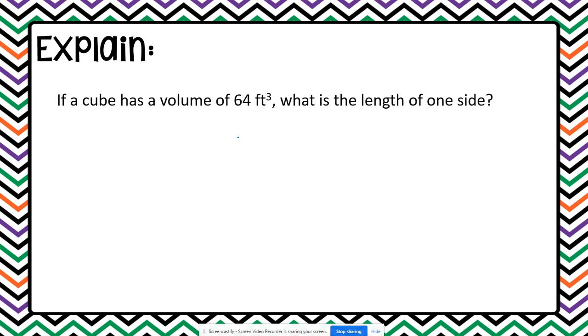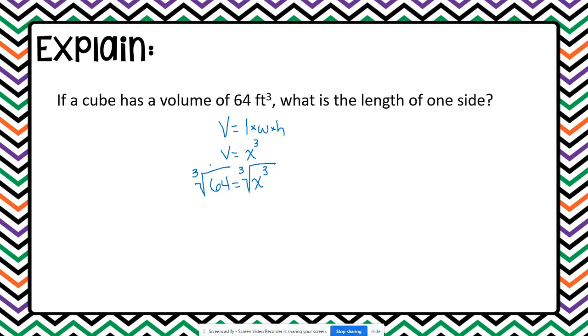If a cube has a volume of 64 feet cubed, what is the length of one side? Again, we know that volume is equal to length times width times height, but that's the same as x times x times x, so it's x cubed. In this case, if our volume is 64, then we know that 64 is equal to x cubed. To get x by itself, we would need to find the cube root of both sides of this equation.